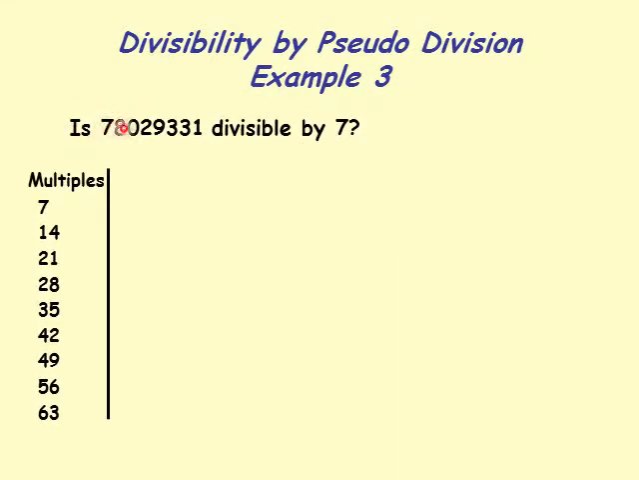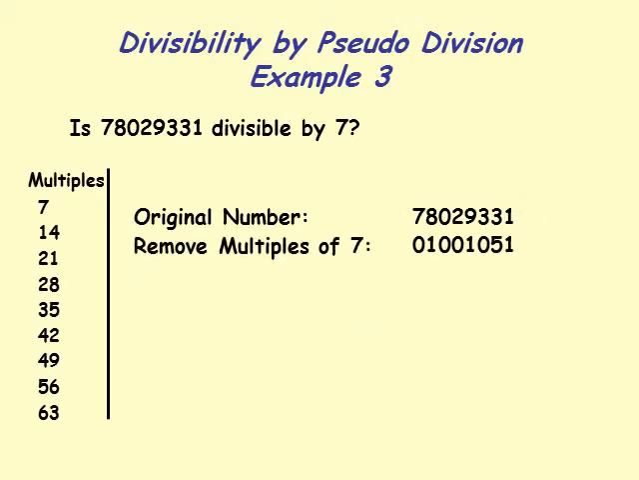Another example here. Example is: is 78029 divisible by 7? Here's my cheat sheet, multiples of 7. Okay, let's continue here. This is the number we have. Now we'll start attacking this number and subtracting multiples of 7 when we can.